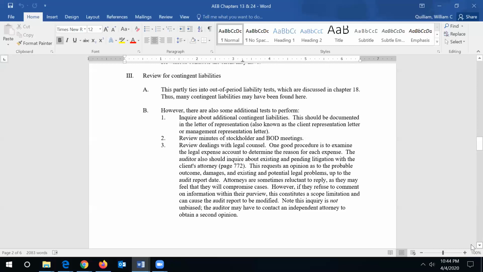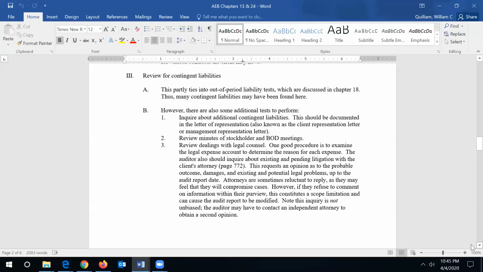So an out-of-period liability test would mean during field work. So outside the period being audited, such as in our case, from January 1st through March 1st, because those are the dates of field work. So now period liability test, we would look at things such as cash payments that the client has made. So that payment may be to settle a contingent liability. Well, in B, though, there are some additional tests here to perform.